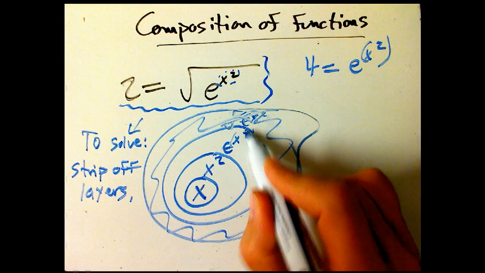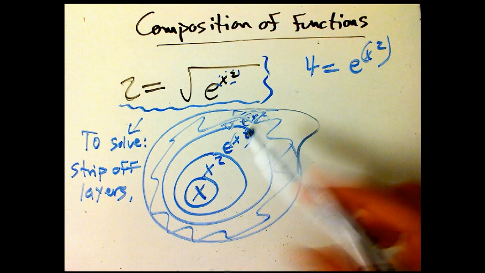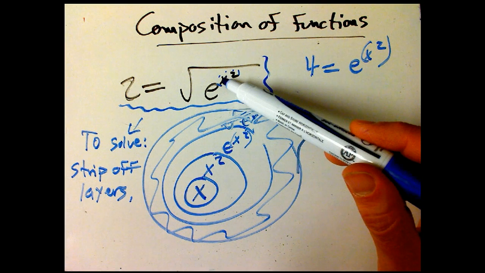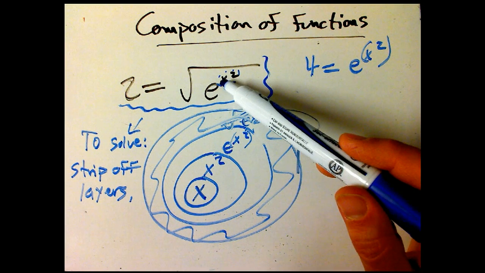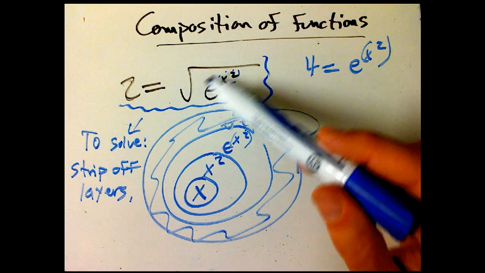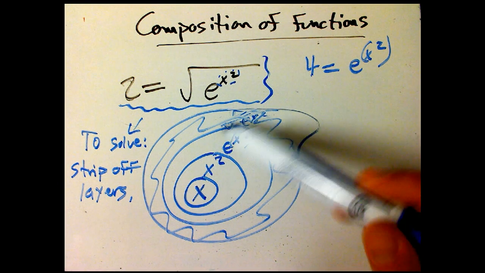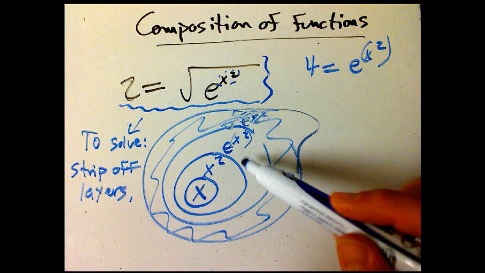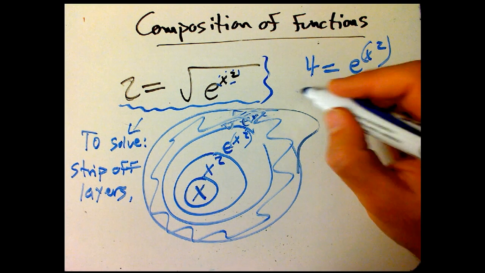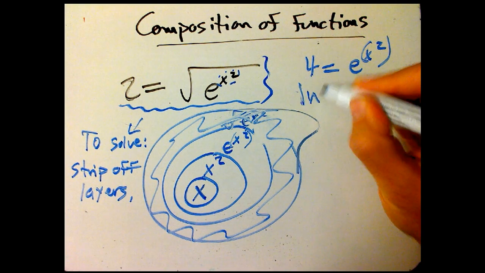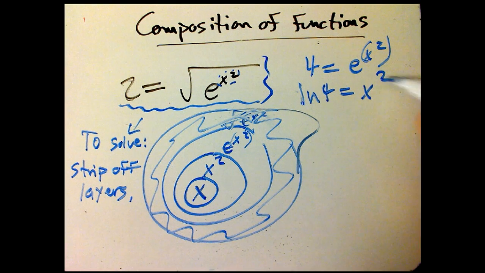But what's the outer layer? It's the exponential function. That would be the last thing I did if I put in an explicit x and actually figured out what e to the x squared was. I'd take like 5, I'd square it to get 25, I get e to the 25. It's the last thing to do to evaluate. That means it's the outer layer of the onion. That means it's the next thing to do to strip off. Okay, so I need to take the natural logarithm there to undo that.